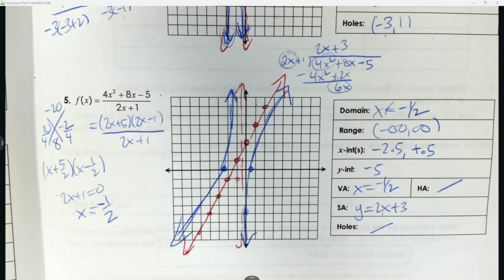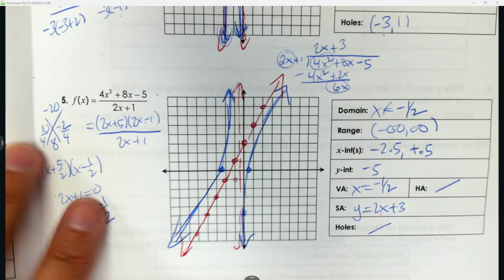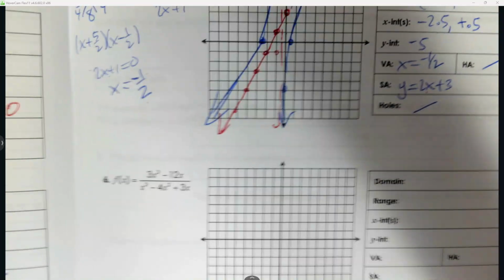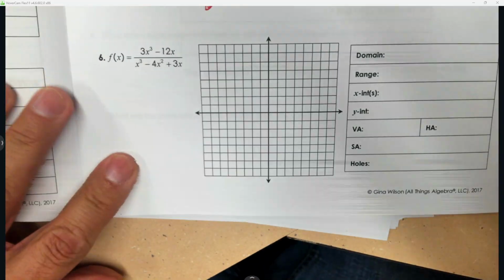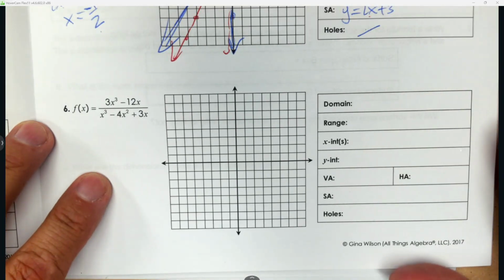All right, are we up for a challenge? Number 6, we got this. I'd love for you to try first, or just challenge yourself. Can you understand the concept of what we're doing? I know you can, if you have the time to think through it.